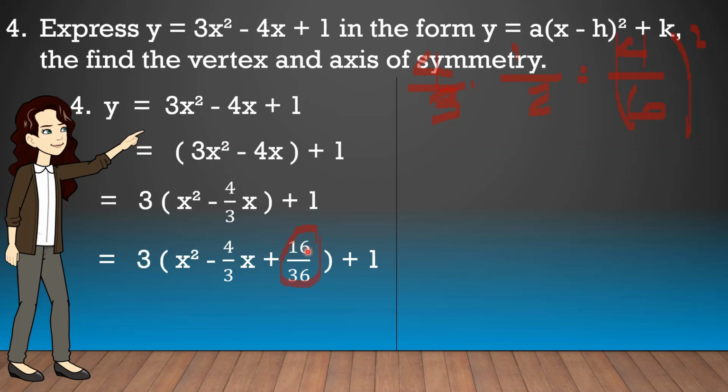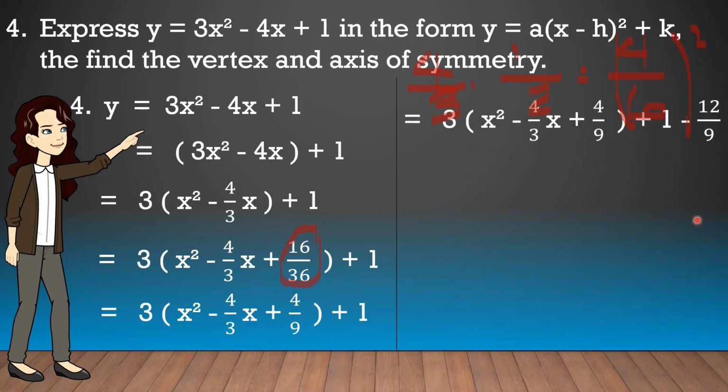Okay. So we have now 16 over 36. So we need to get the lowest term. So copy 3, copy the x squared, then minus 4 over 3x, plus. The lowest term of 16 over 36, let us divide this by 4. 16 divided by 4 is 4, then 36 divided by 4 is 9. Okay? So this is the lowest term now, plus 1. After that, we have the last term now, multiply 4 over 9 times 3.